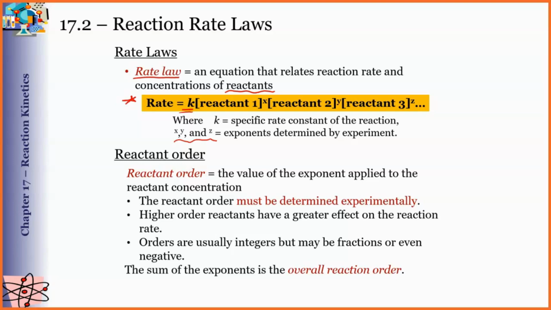The reactant order is the value of the exponent applied to the reactant concentration. The reactant order must be determined experimentally. And the higher order reactants have a greater effect on the reaction rate because their concentration is going to be squared or tripled or to the third power. Orders are usually integers, but they might be fractions or even negative. And when we add all of the exponents together, that equals something called the overall reaction order.